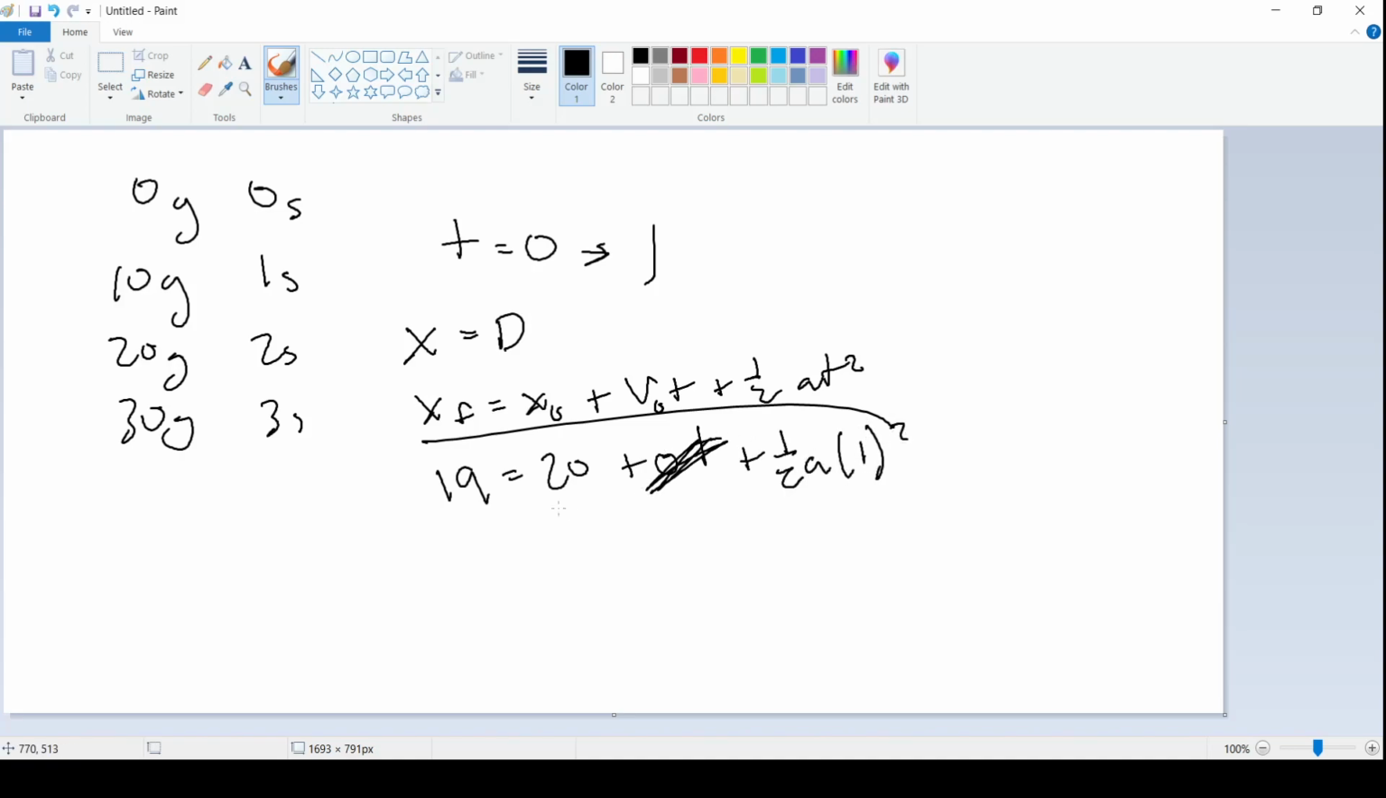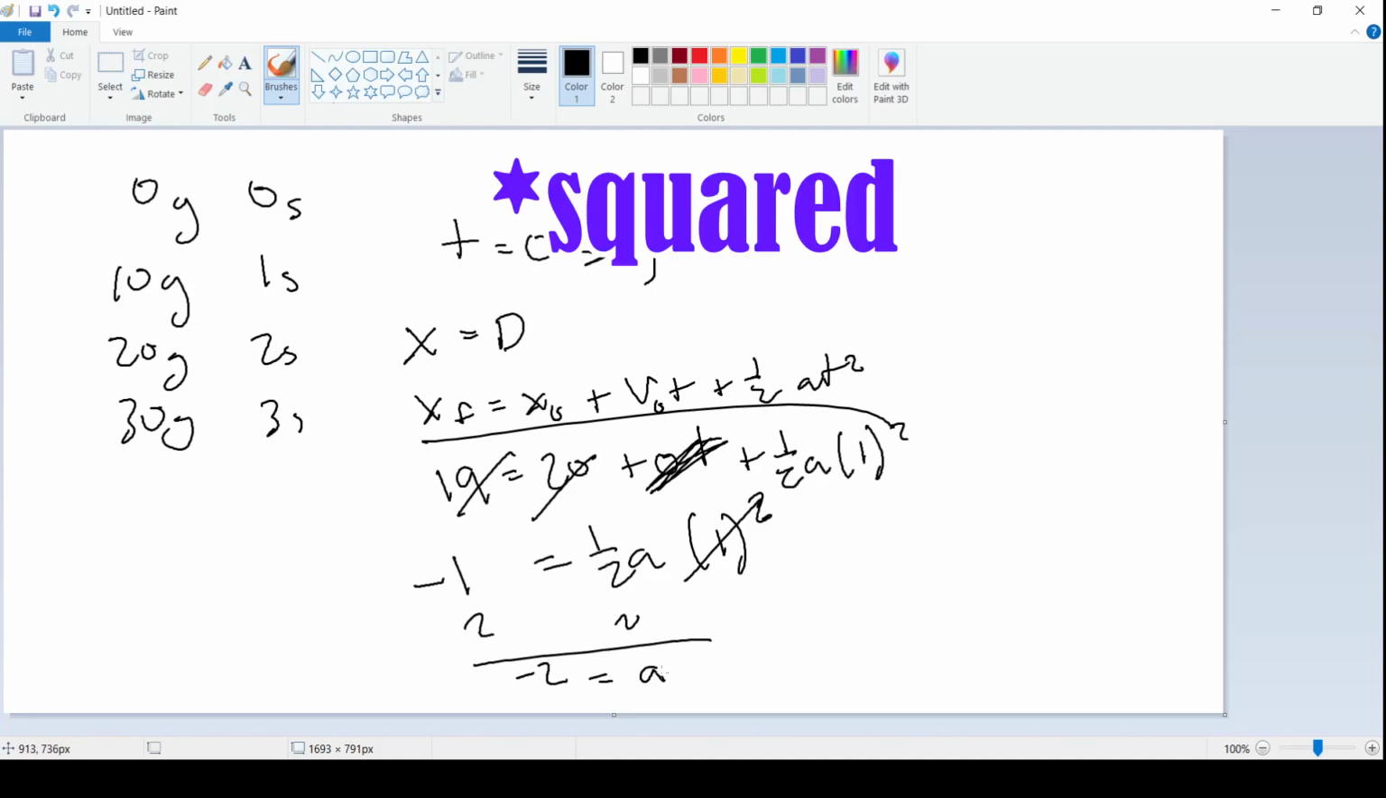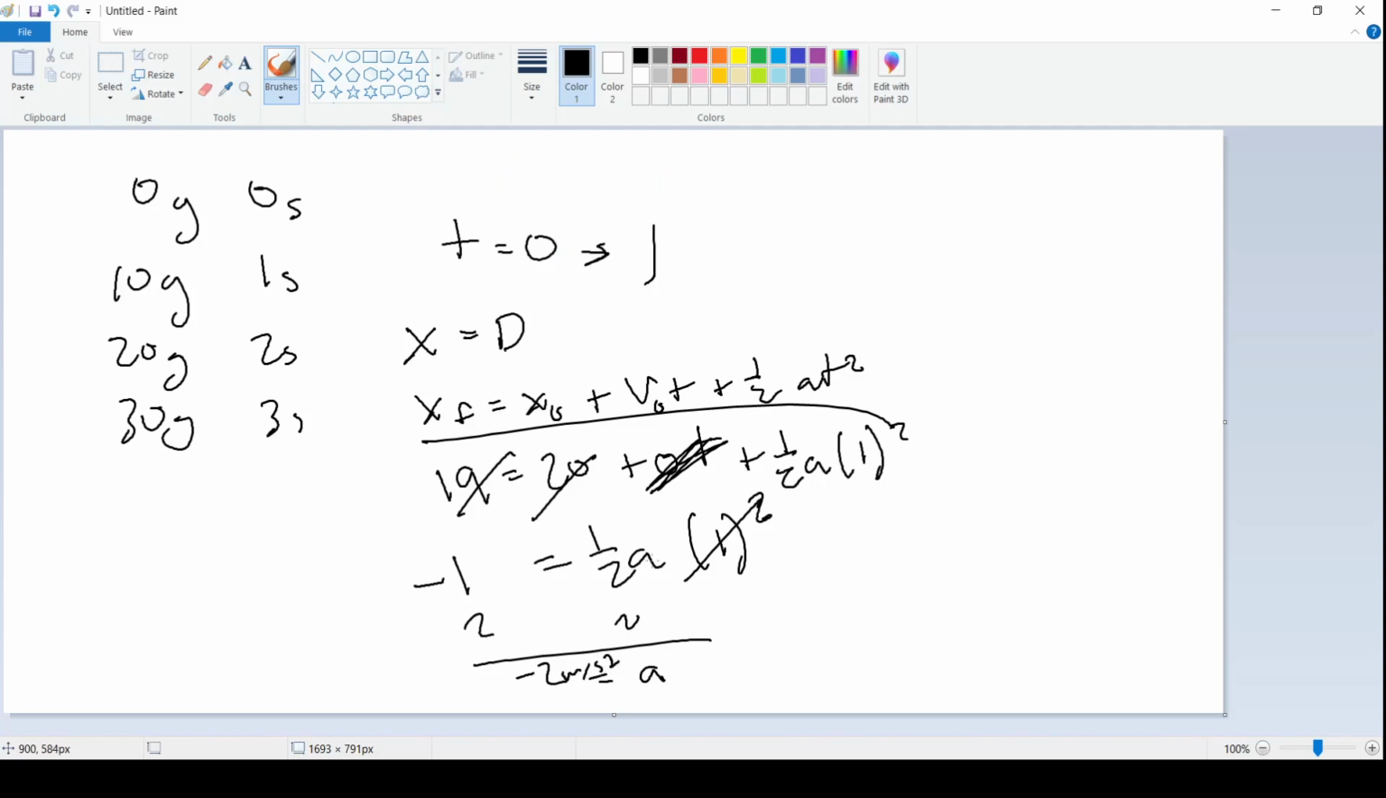So we can cross this out. So now we have negative 1 over here equals half a times 1 squared. So we can cross that out because that's just times 1. So what is this? A and half. Multiply that by 2, multiply that by 2. A equals negative 2 meters per second. It doesn't make sense to me, honestly. It really doesn't.